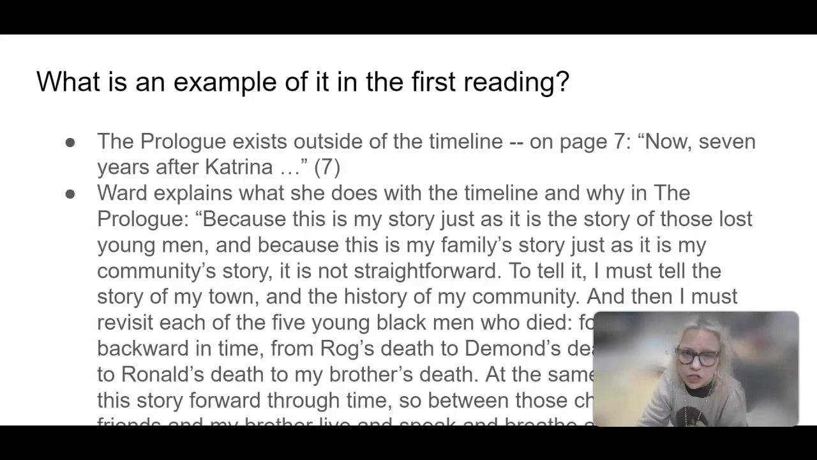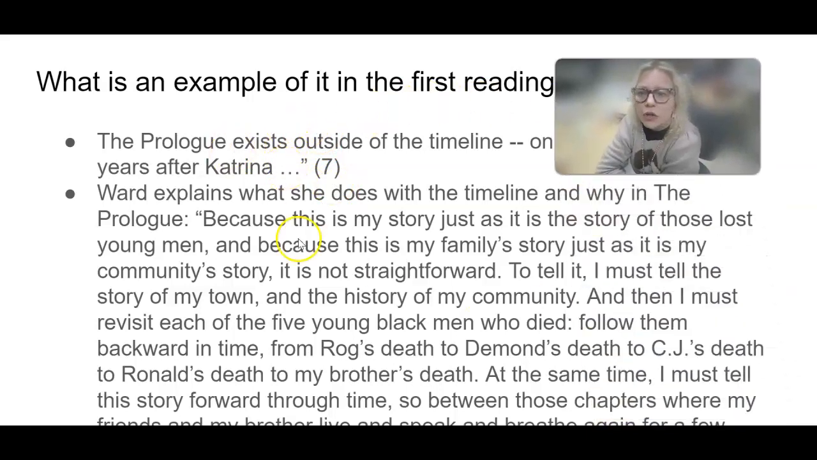And so she explains what she does. She tells us explicitly why she is going to use two narrative timelines and how she's going to do it as well. And she does this on the following page, on page 8 of the prologue. She says, because this is my story, just as it is the story of those lost young men, and because this is my family's story, just as it is my community's story, it is not straightforward.